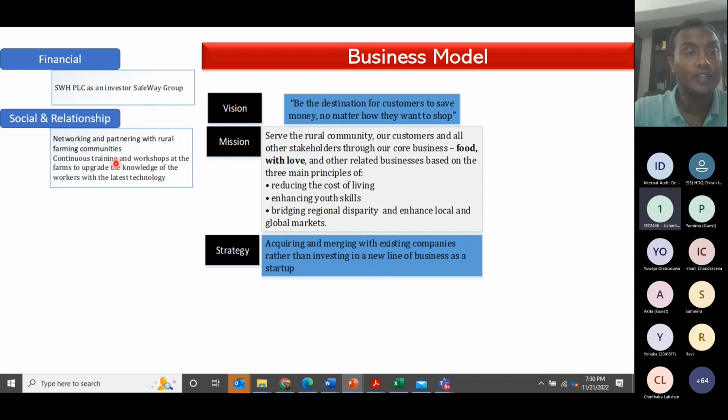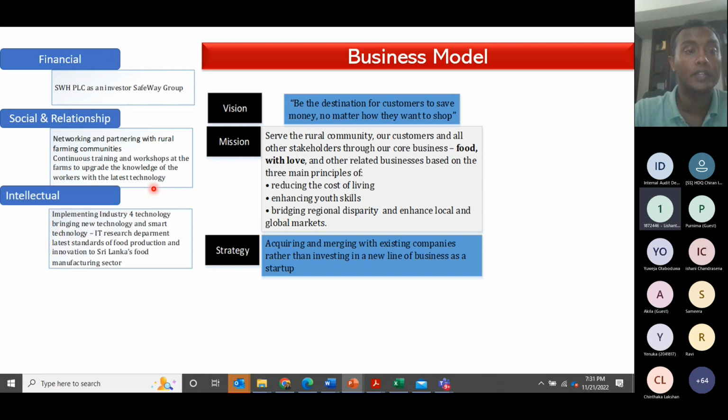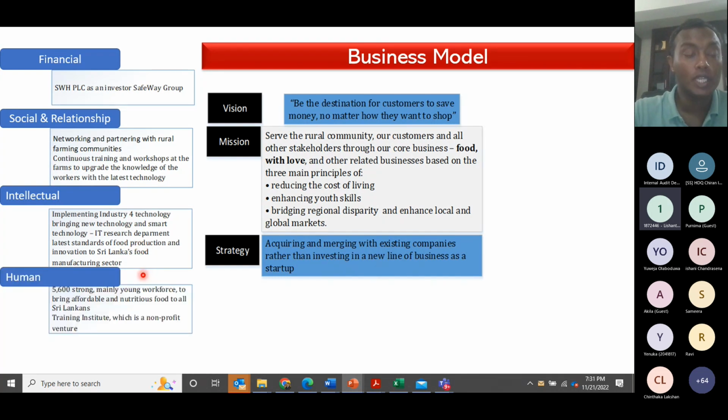And in terms of social and relationship capital, we see networking and partnering with the rural farming community, continuous training, and knowledge on the latest technology. And the intellectual capital that you can see in the case study is about implementing Industry 4.0 technology, bridging new technology, smart technology, and they have established an IT and research development company. They want to focus on the latest food production technology. About the human capital, more than 5,600 young workforce working together with a training institute.